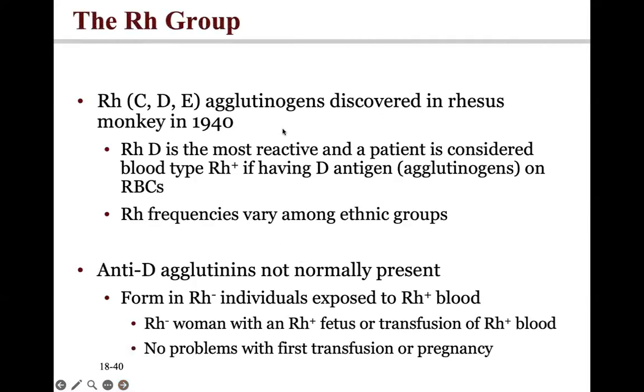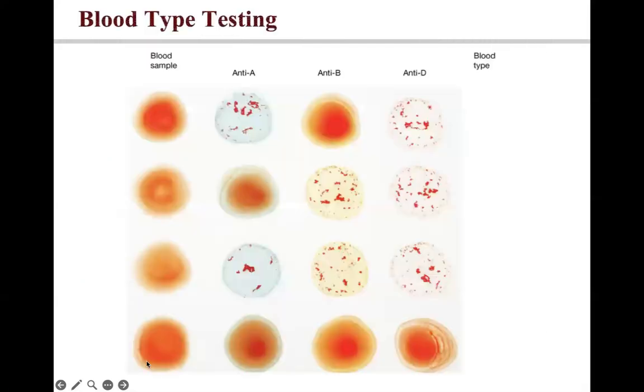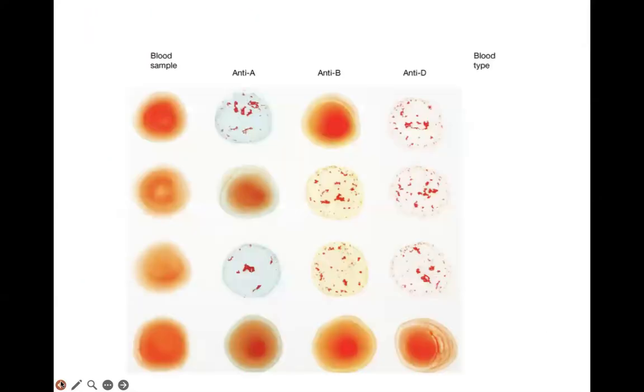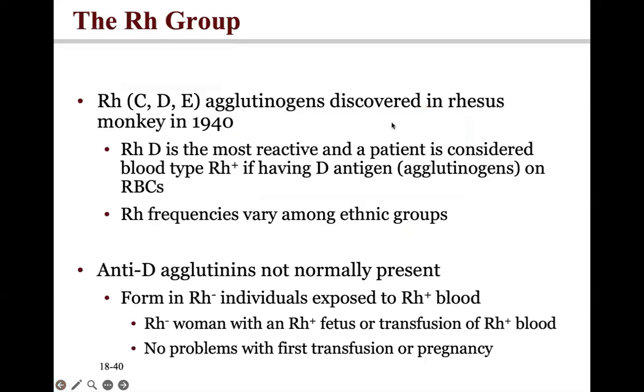So this is what we were learning about, the Rh factor. It was first discovered in the rhesus monkey, and that is the reason it is called Rh. It is positive if it is present, negative if it's not present.